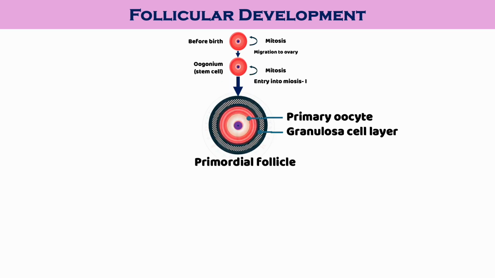The next step is the formation of the primordial follicles. Primordial follicles have a single layer of squamous or flattened granulosa cells surrounding the primary oocytes, which transform into a layer of cuboidal cells. These primary oocytes remain in the arrested prophase 1 of meiosis until further development.